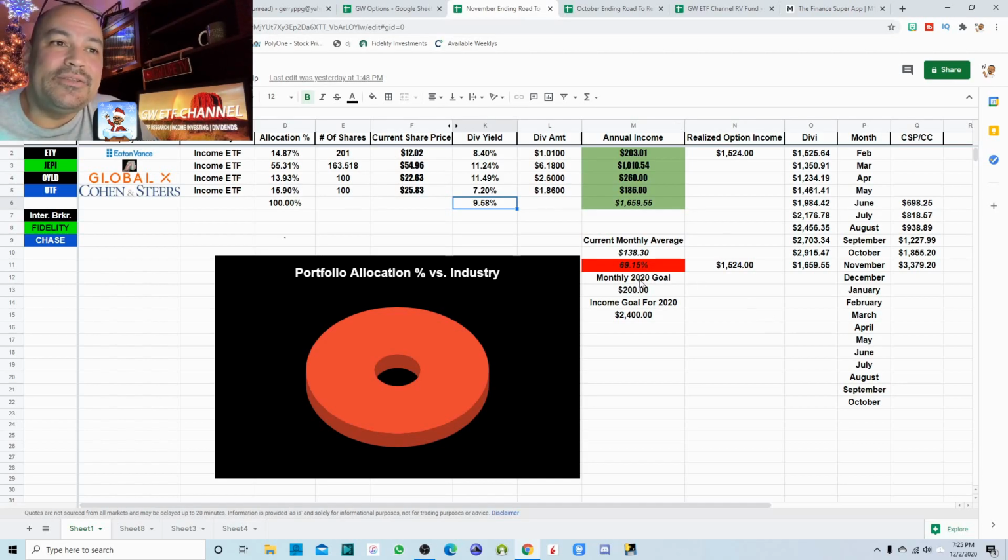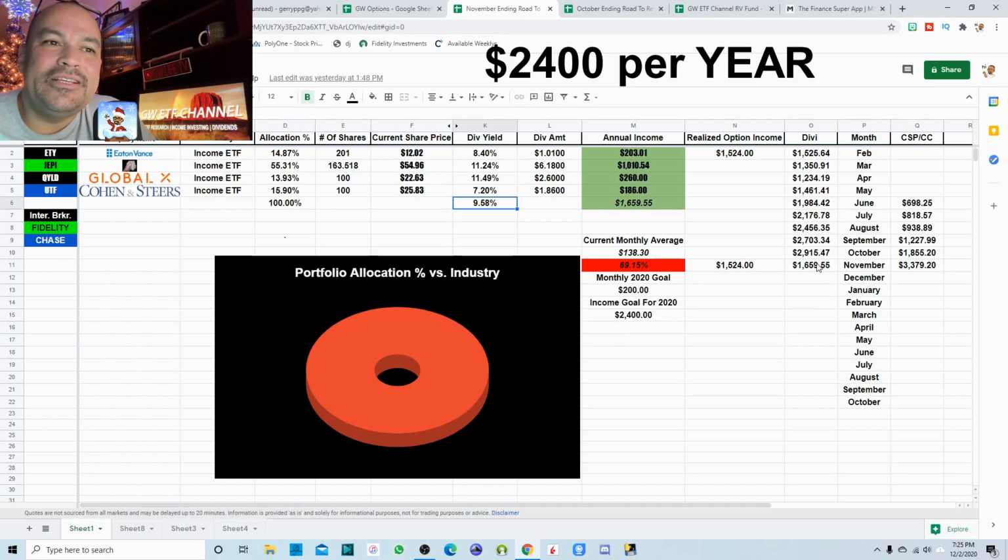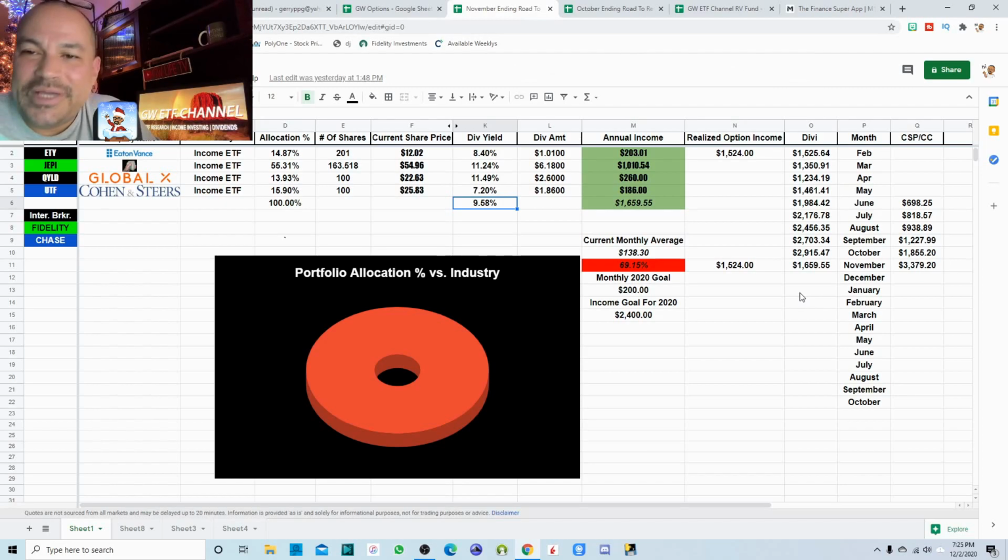That's it. I just destroyed my income goal for 2020 in a sense, because I wanted $2,400 a month in dividend income, which I blew past, but then I just destroyed it in the month of November. But that's okay. We're heading in the right direction.